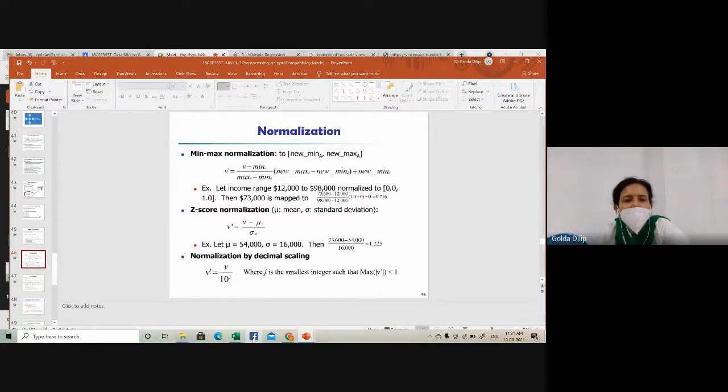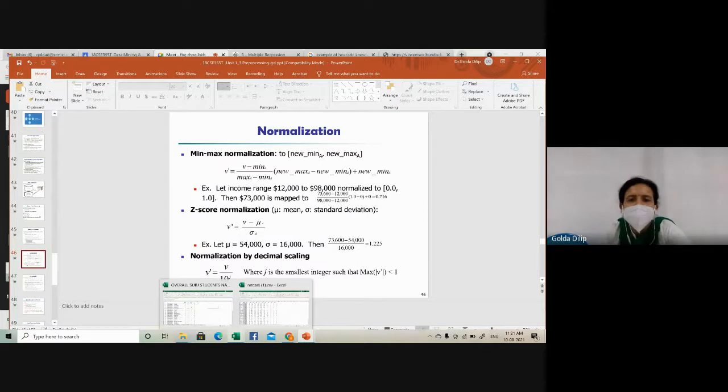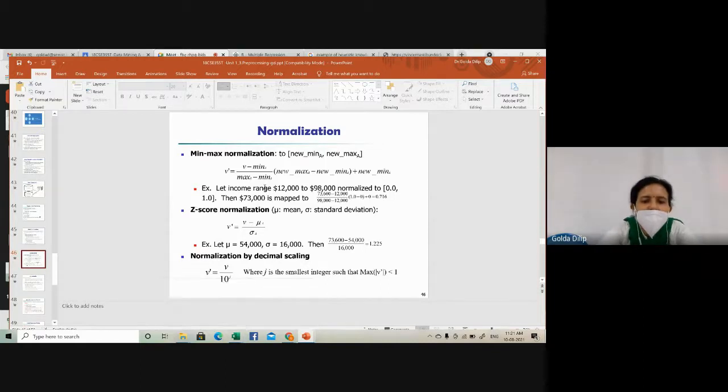The example says, suppose the minimum and the maximum values of the income are given. One is $12,000, and the maximum is $98,000. You want to normalize it between the values 0 and 1, in which case you can go for min-max normalization. A value of $73,000 for income gets transformed to the value 0.716. So this is min-max normalization.